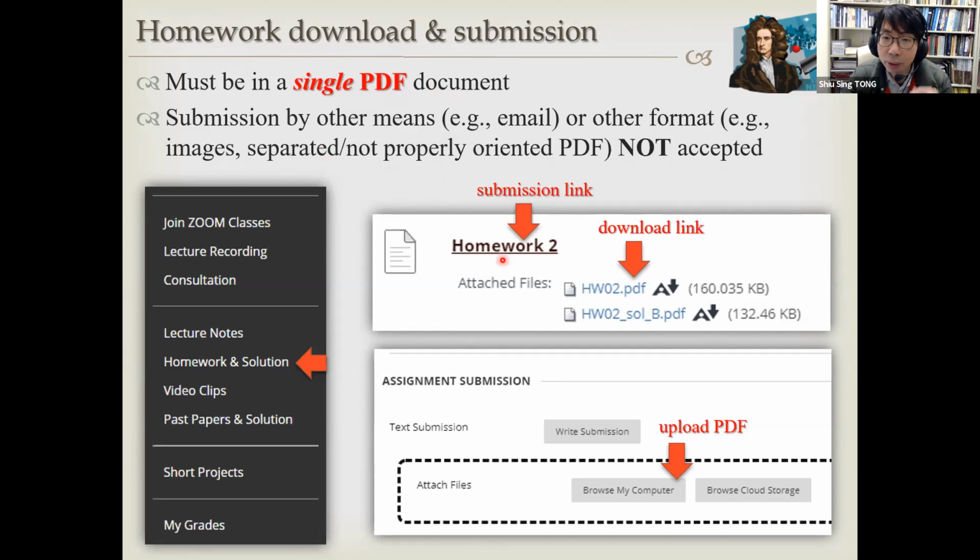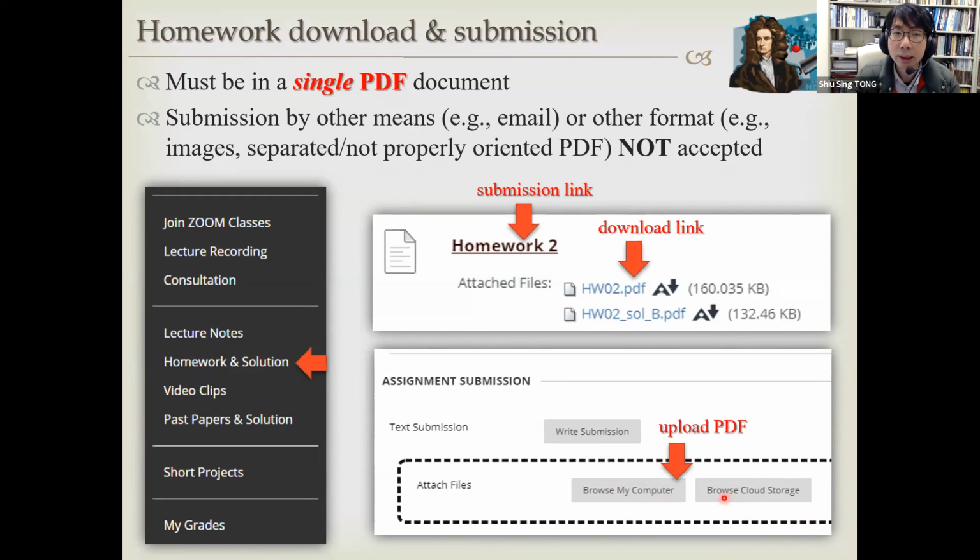Okay, and you are going to submit it here using the submission link. You just click the homework number. That is a link, and after clicking this link, you will be led to a page for assignment submission, and you simply press the button, browse my computer, upload your document, and then press submit, and that's all.